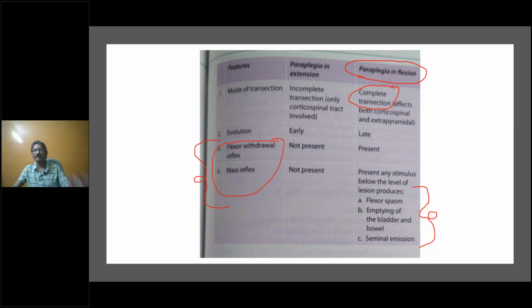So complete cord transection affecting both the pyramidal and extrapyramidal tracts causes flexor withdrawal reflex and a mass reflex, whereas that is absent in the partial type of transection. It's not a very relevant difference, but just remember it. Sometimes they actually ask. Is it clear? Paraplegia in flexion and extension.